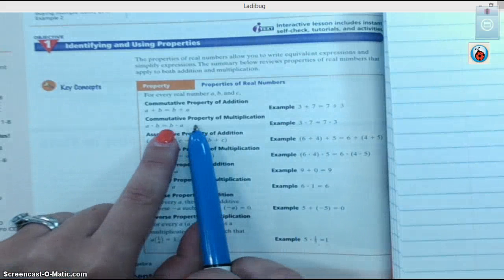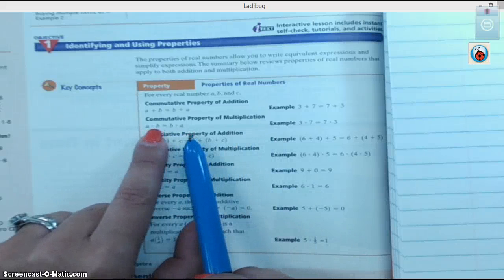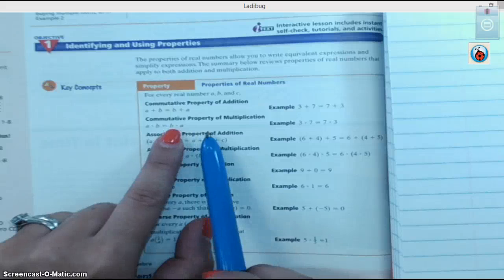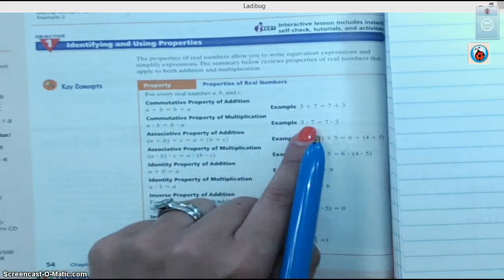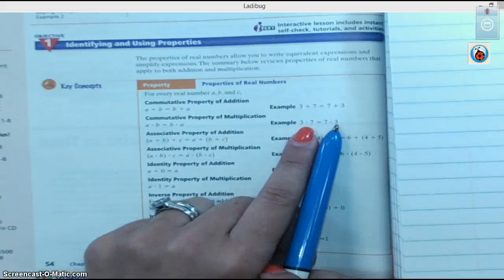The commutative property of multiplication says that you can multiply in any order. So we're multiplying A times B is equal to B times A. We're using numbers. 3 times 7, 21, and 7 times 3 is also equal to 21.